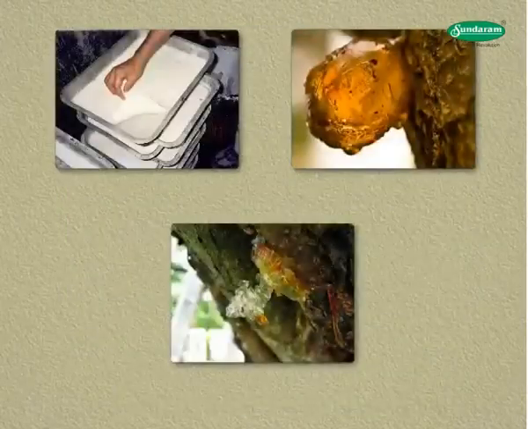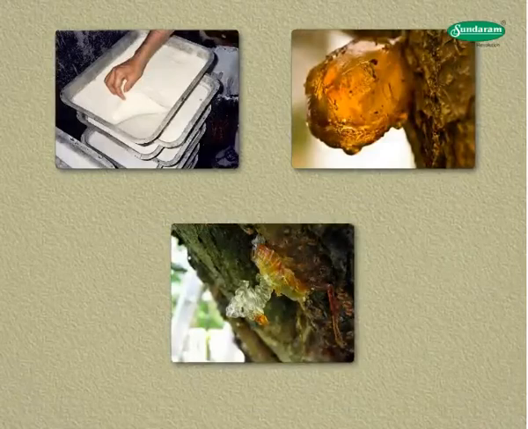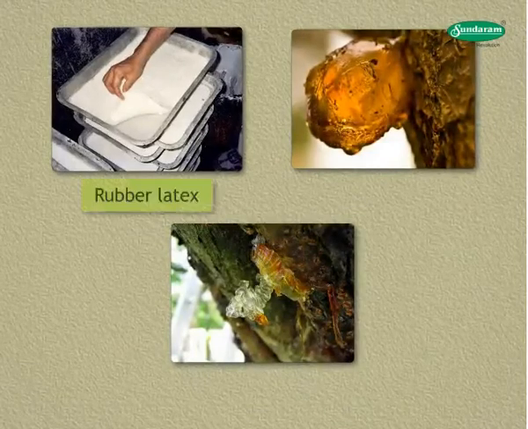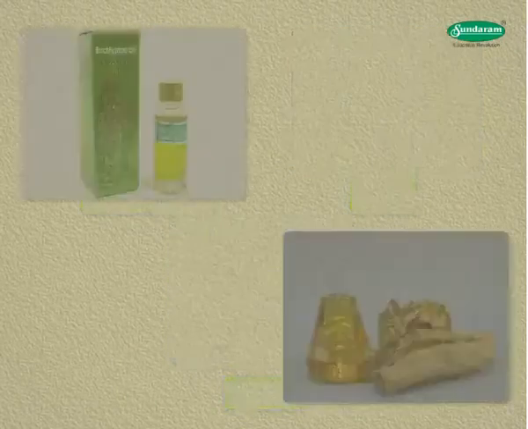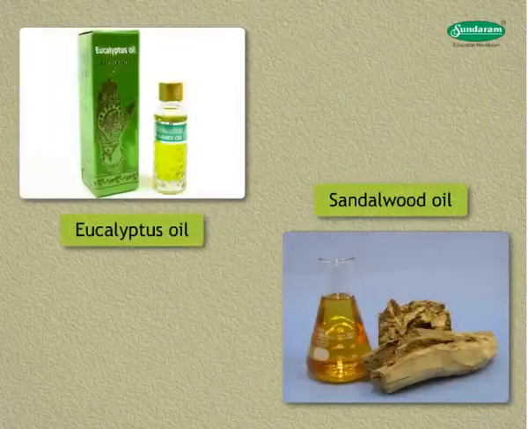Some plant wastes are very useful to human beings. Examples are rubber latex, gum, resins and essential oils like eucalyptus or sandalwood oil.